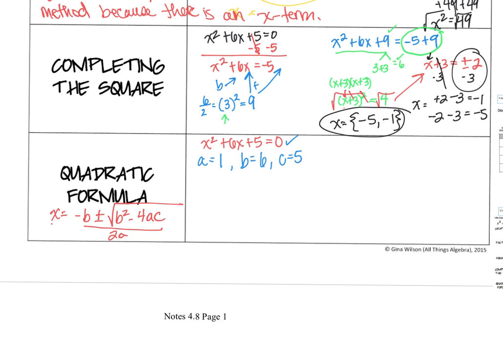Now we just plug those into the formula in the right order using parentheses when we plug in for values. So we have negative and then b. So negative and then parentheses 6 plus or minus big square root.